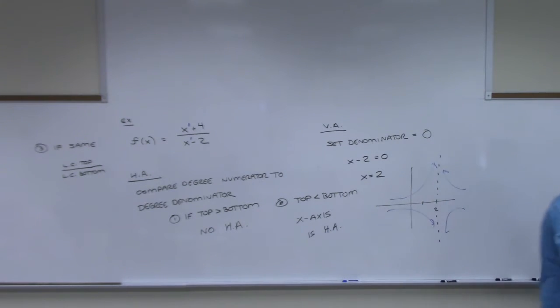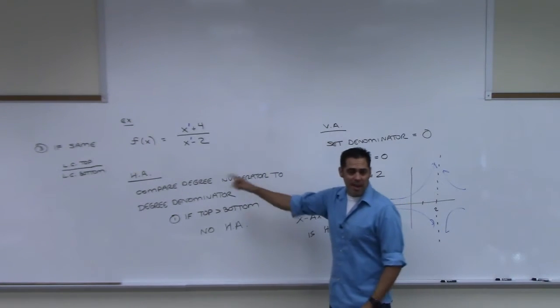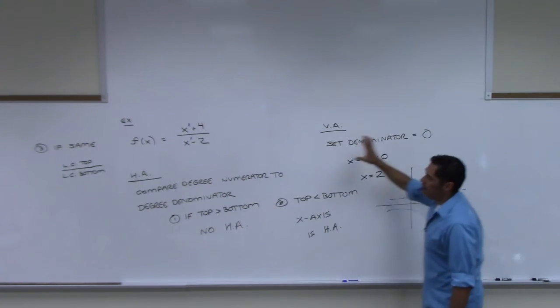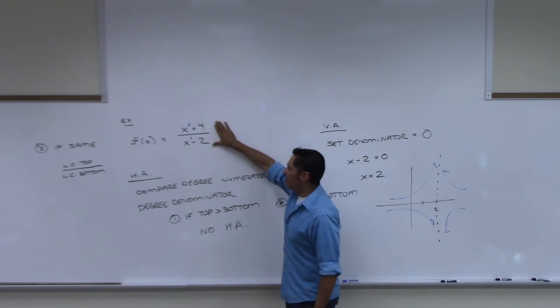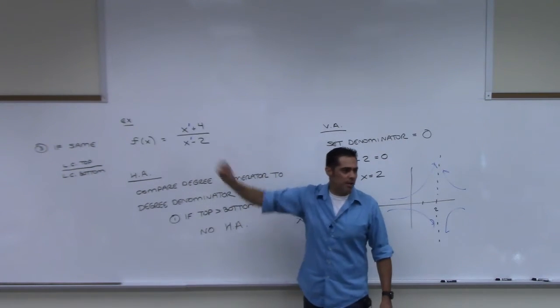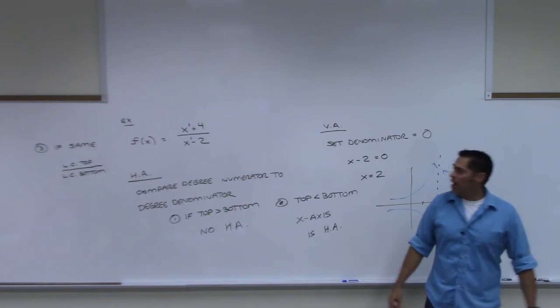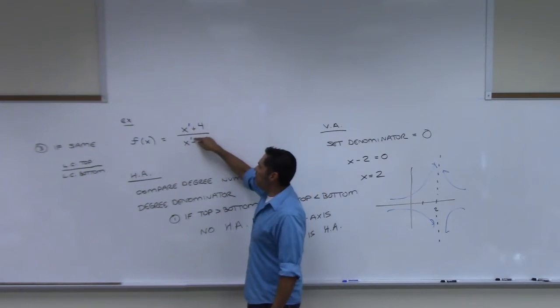Okay, so let me try and clarify all this. Those are the steps to find your horizontal asymptote. You're going to have one of these 3 things happen. So let's take a look at ours. Which case do we have here? Do we have case 1, case 2, or case 3? We have case 3, right? These are the same. The degrees are the same.